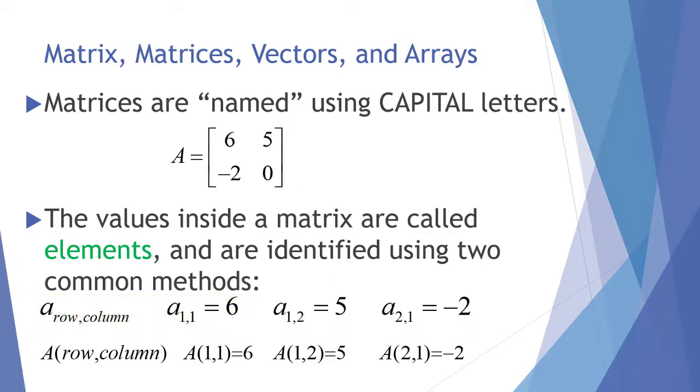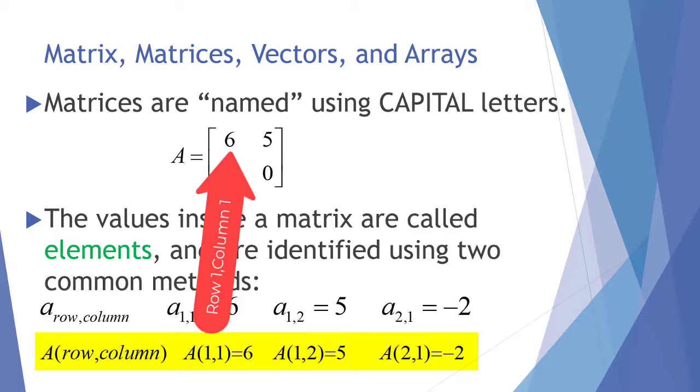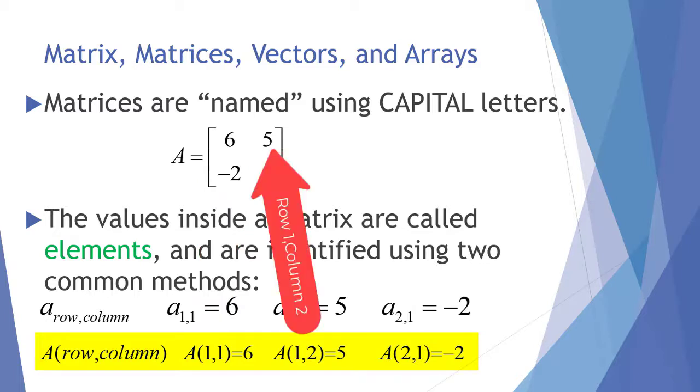The other notation that is often used is a set of parentheses to give the coordinates, in a sense, of that matrix. So A(1,1) means matrix A entry in row 1, column 1. Well, that would be 6. Same idea: matrix A, row 1, column 2 would be 5, and so on.